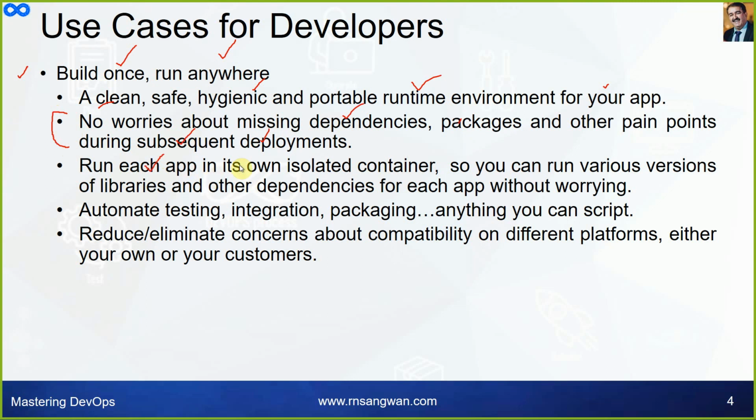Run each app in its own isolated container, so you can run various versions of libraries and other dependencies for each app without worrying. What does this statement actually point to? It points to an example: if I want to try my application on MySQL 5.7, MySQL 8, and MySQL 4, can I have multiple versions of MySQL running on the same system without worry? The answer is absolutely yes. You can create multiple environments for your application and test them.